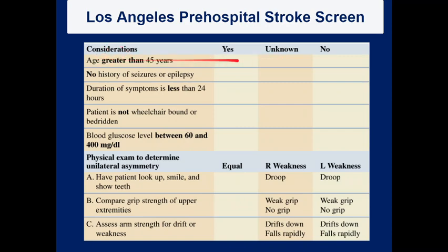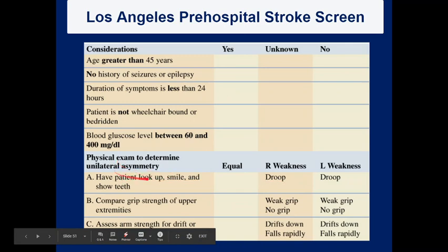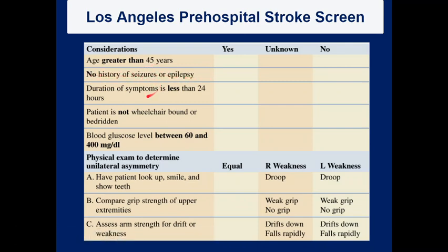All these have to be yes, and then there's different criteria for the facial and arm asymmetry. So age greater than 45, no history of seizures, because seizure post-ictal states can mimic strokes. If someone's having these symptoms for more than 24 hours, it's likely not a stroke, so this would rule them out. So symptoms less than 24 hours. This is hard because you need to assess their muscle strength, and this is another reason why this is not as sensitive, because people who are wheelchair bound can have strokes, but this would say that they're not having a stroke necessarily, and so they need to not be wheelchair bound because you need to assess their legs.